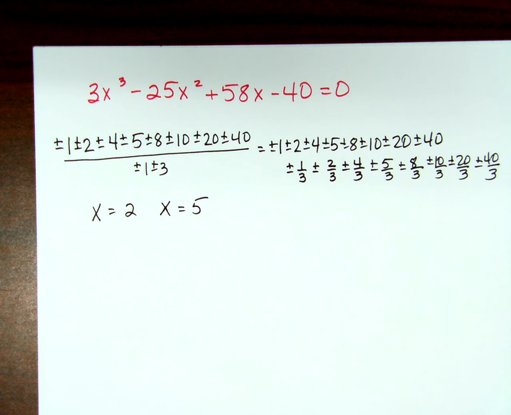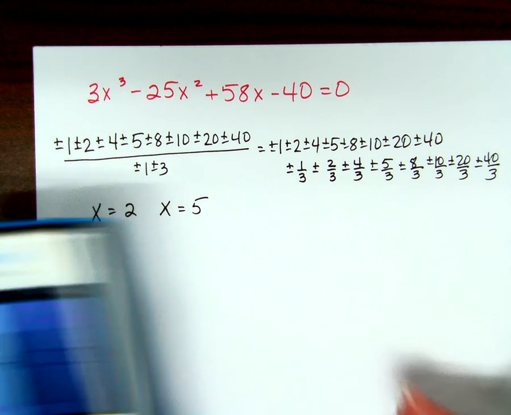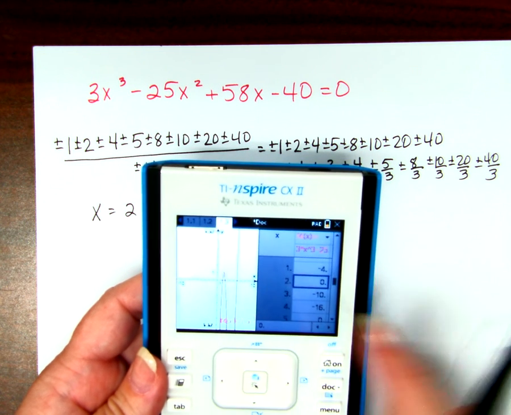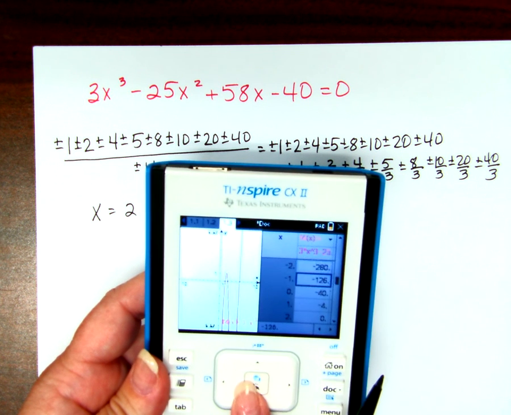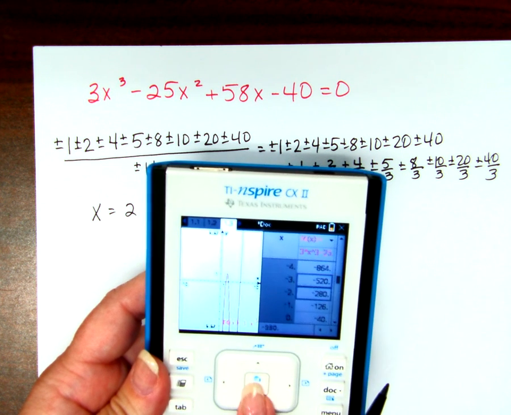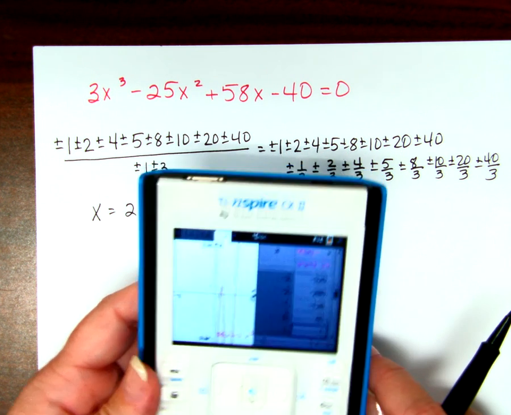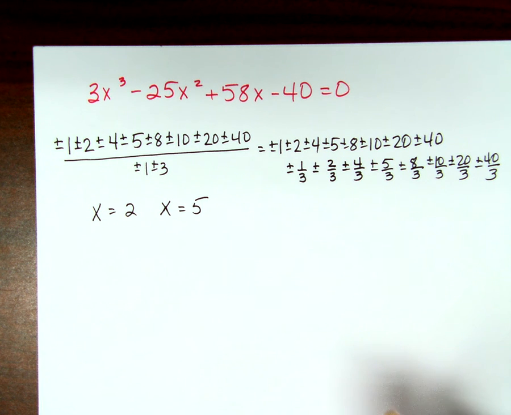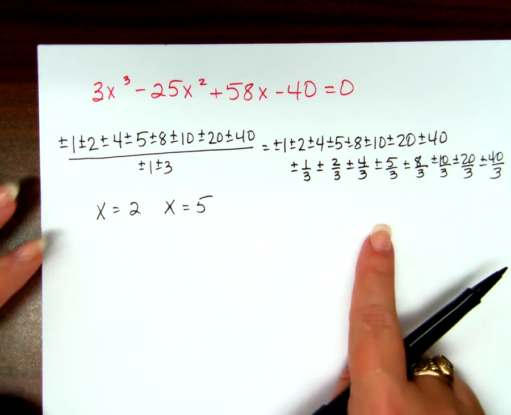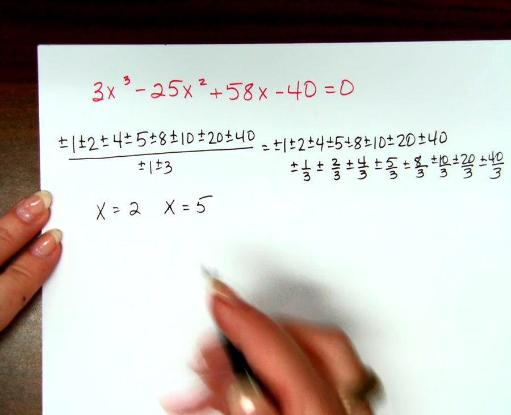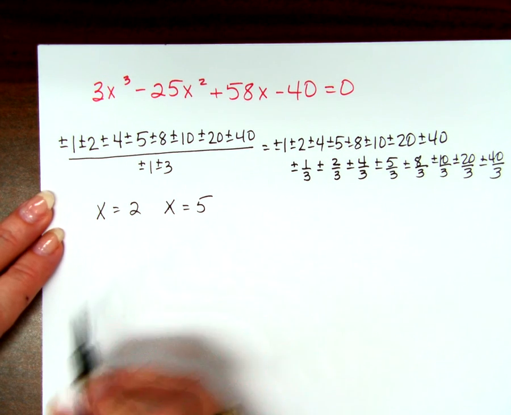How many answers should I be getting, though? 3. Do we know where else it's crossing? No matter if I go up or down, I'm not finding another 0. Are you finding another 0? No. It's a good thing we know another way to find it, don't we? How do we find it? Yeah. Synthetic division. We already know what to use, though. We're not guessing. Which one do you want to start with, 2 or 5?